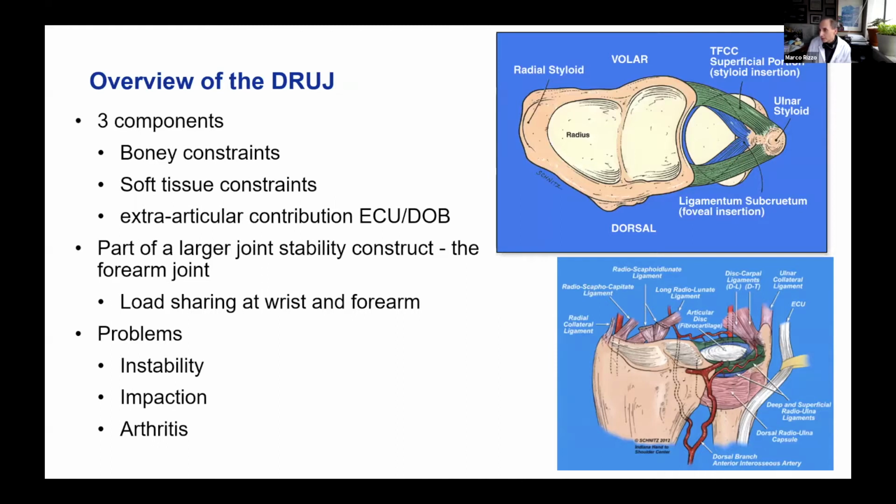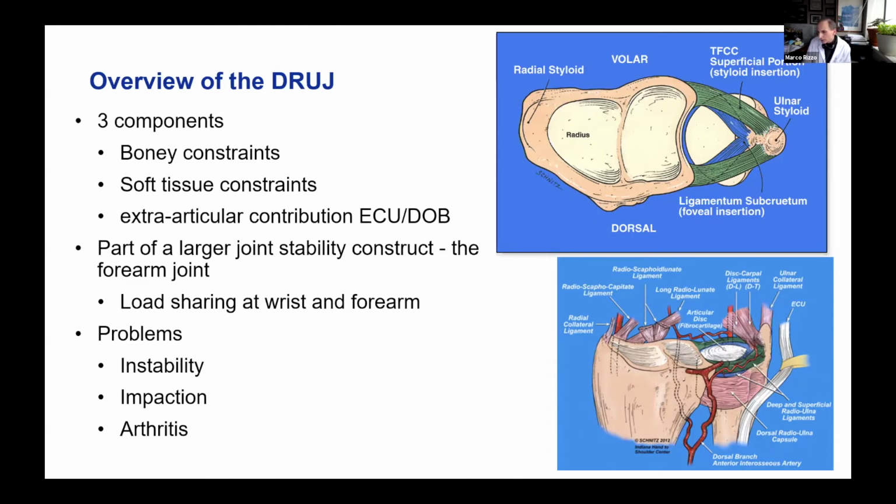Dr. Fisher's review was superb. He was able to talk about the 3 components of the DRUJ: bony constraints, soft tissue constraints, and the extra-articular contributions to stability. We have to remember that this is part of a larger construct, the bone joint forearm complex, including the elbow, the wrist, and the forearm. The problems that we typically see associated with the DRUJ are instability, since it has a fairly shallow articulation depending a lot on the soft tissue constraints, impaction or malalignment, or other sequelae of malalignment, and of course, pain related to arthritis.